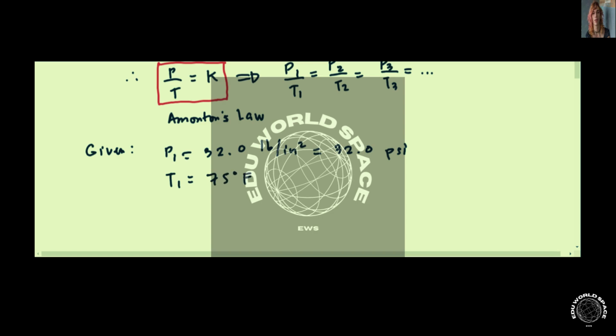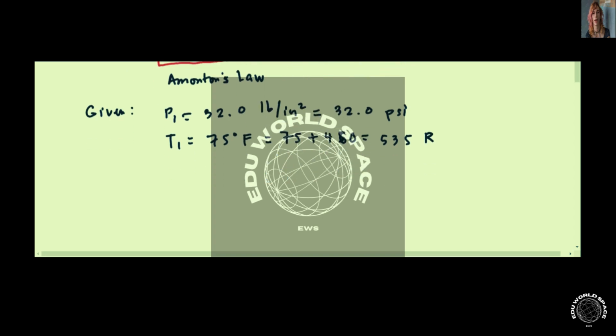Now, we always note that temperature must be expressed in an absolute scale. So we convert this to Rankine, which is an absolute scale, by adding 460 to 75. So that's 75 plus 460, and that gives us 535 Rankine. Note that Rankine, just like Kelvin, is an absolute unit for temperature.